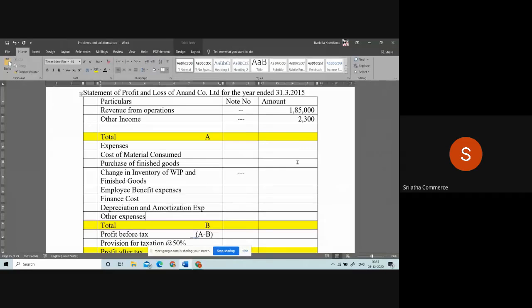Are you ready with the format? Now shall we start the problem? Notes to account. In total I asked you all to prepare for cost of material consumed, employee benefit expenses, finance cost, depreciation and amortization expenses, and other expenses. Total five heads for which you are going to prepare notes to account.